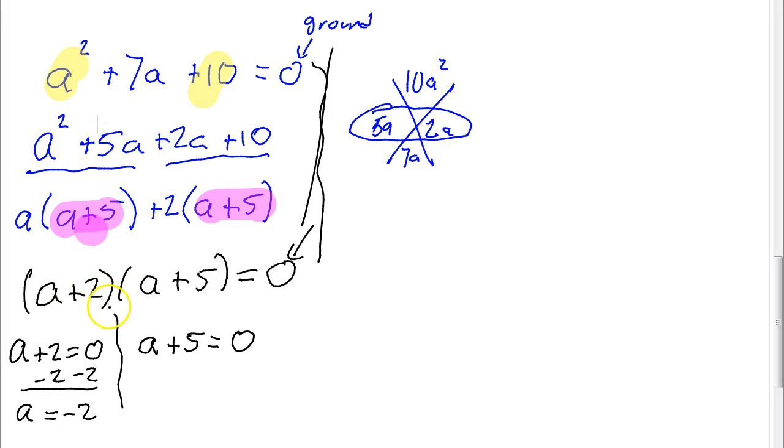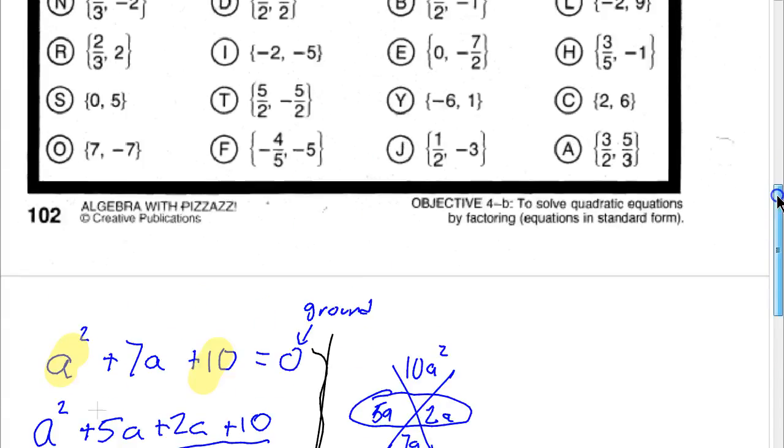In reality, the only thing new is, can you solve a plus 2 equals 0 and get negative 2? And can you solve a plus 5 equals 0 and get an answer of negative 5? That's the only thing that's new here. So whatever you're used to doing, keep doing it. Don't change it and say, well, now how do I do this one? It's the exact same, okay? Now, your answers are negative 2 and negative 5, and you can find those below.